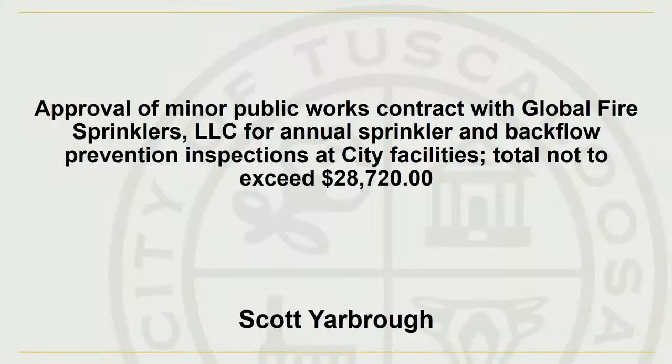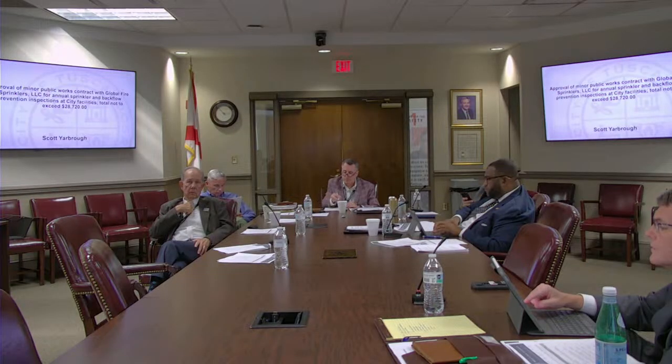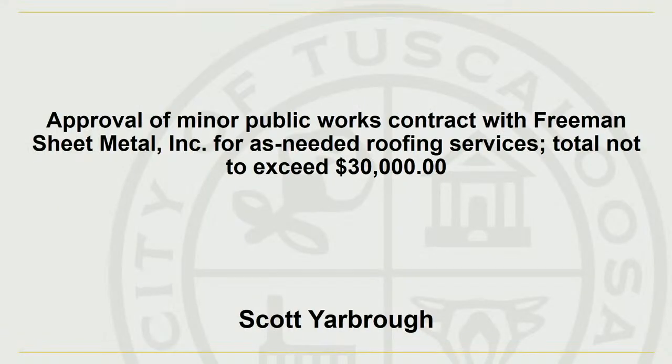Item number 19 is approval of a minor public works contract with Global Fire Sprinklers for annual sprinkler and backflow prevention inspections at city facilities. Total not to exceed $28,720. Questions? So moved. Second. Moved and seconded. All in favor say aye. Aye. Item number 19 is approved.